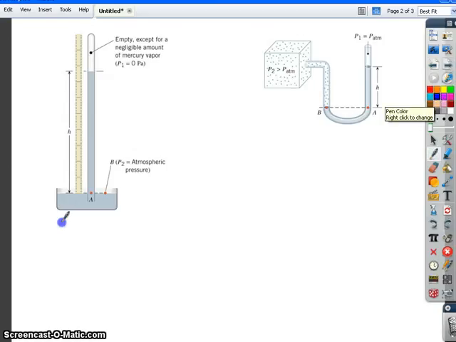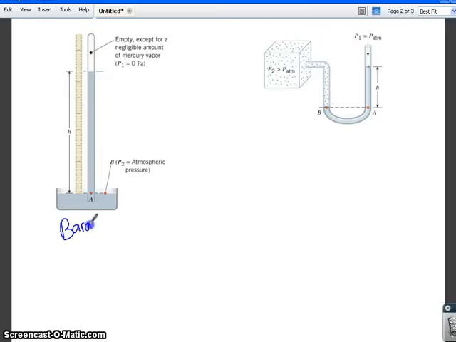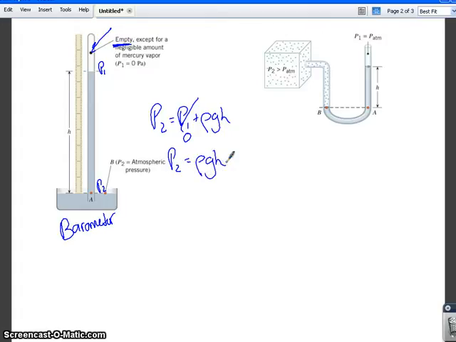This is a barometer. It measures pressure. Up here is a vacuum chamber, empty. This is what we call P1, and this would be called P2. So P2 equals P1 plus rho gh. Well, this is empty, so P1 is equal to 0. So P2 is equal to rho gh. So really, the height of this column will be able to tell me what the pressure is outside.